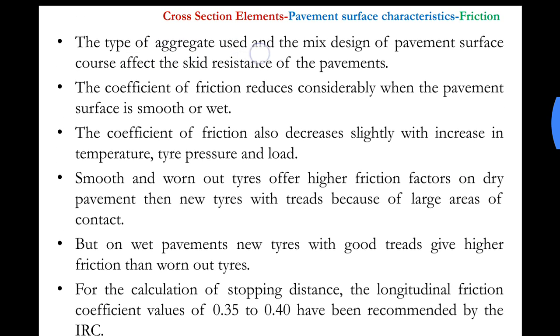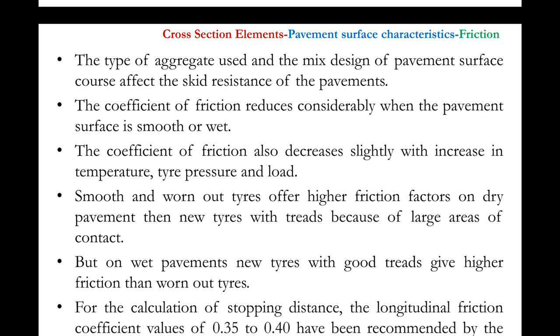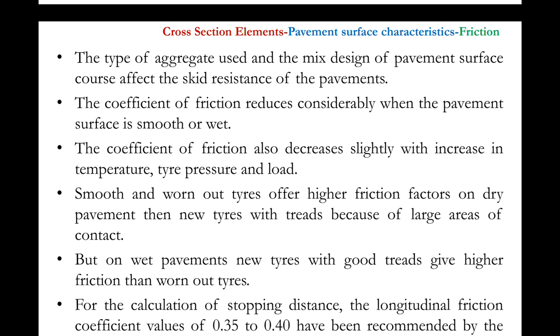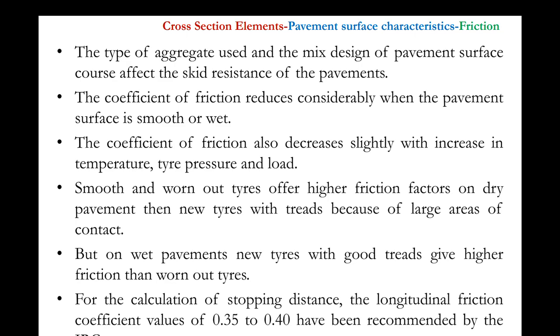The type of aggregate used and the mixed design of pavement surface course affects the skid resistance of the pavement. The type of aggregate also will affect, and the mixed design also will affect. If the type of aggregate is rounded, and if the mixed design is not proper, if there are similar sized aggregates or stones used, then the friction offered would be less. What we need is angular aggregates and a good mixed design of pavement surface.